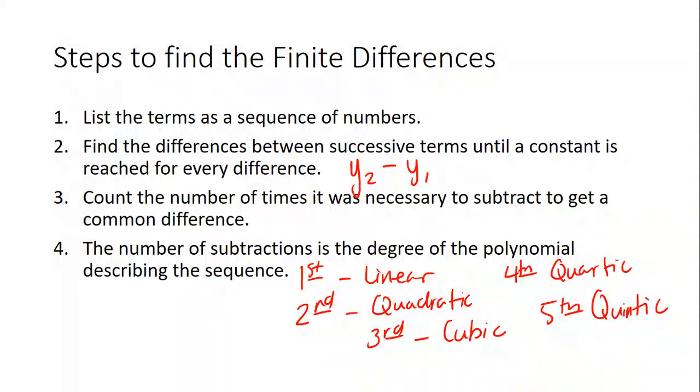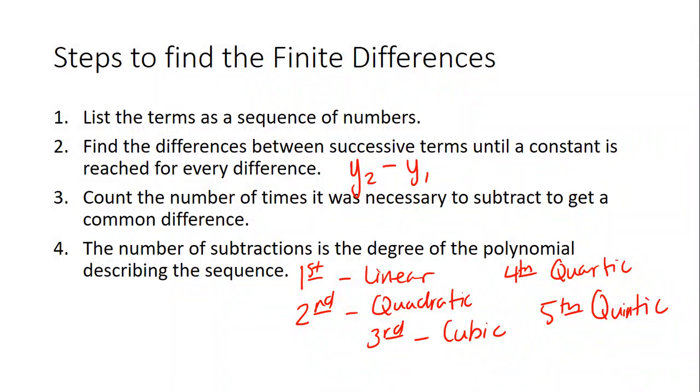Got it? Okay, so first difference is a linear. Second difference is a quadratic. Third difference is a cubic. Fourth difference is a quartic. And fifth difference is a quintic. And all you're doing is subtracting. Okay, that's why it's called finite differences. Yes? Are you ready to try? Okay.